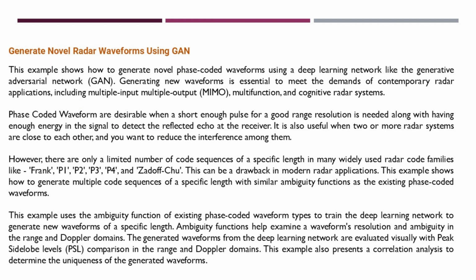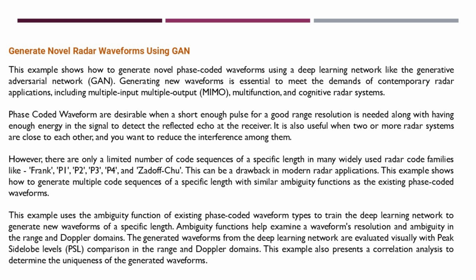Now, we're going to explore how deep learning, specifically using a type of neural network called a generative adversarial network, GAN, can be used to generate new phase-coded waveforms. This is especially important for modern radar systems such as multiple input, multiple output, MIMO, multifunction, and cognitive radar systems, which require unique and adaptable signal waveforms.